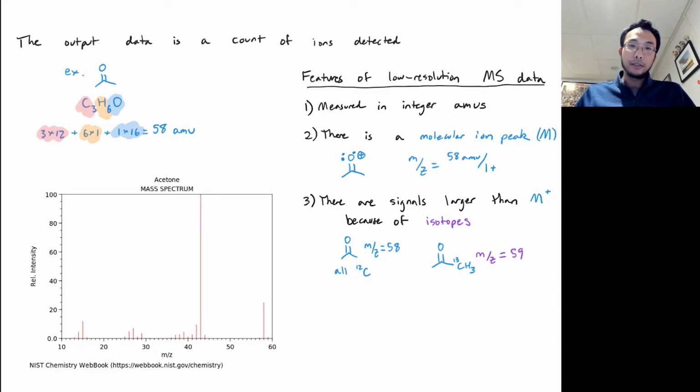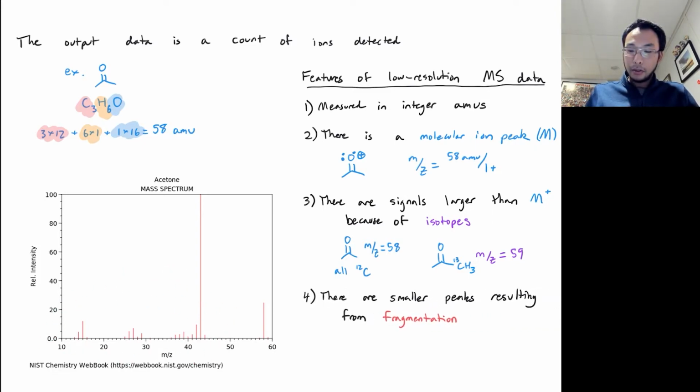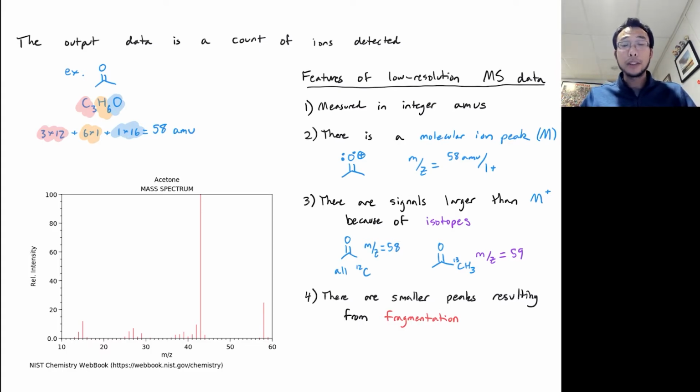The last thing that you'll notice in this data is that there's a lot of signal at m over z values lower than the molecular ion, and those are coming from what's called fragmentation. It might make sense that if you're taking a molecule and subjecting it to a very high energy electron beam in order to ionize it, you might be putting in enough energy that bonds could break, and that's exactly what happens. So what you're seeing here are fragments of the molecular ion.